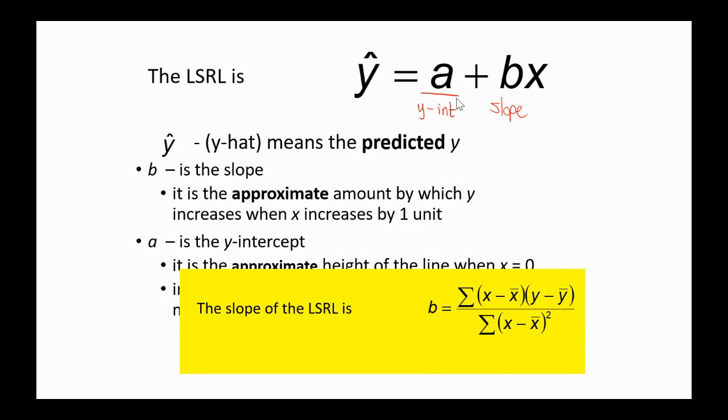So that's great and all, but how do we get the slope? Well, we have this lovely formula here. Our slope is equal to the sum of x minus x bar times y minus y bar.